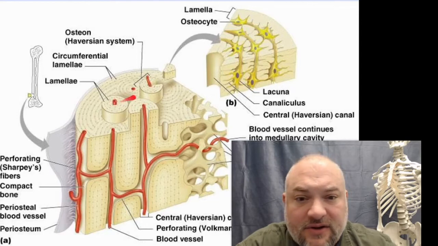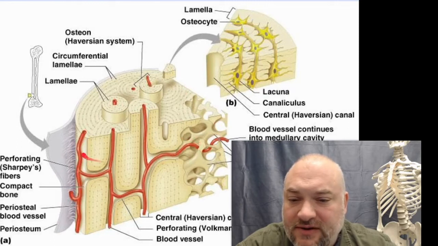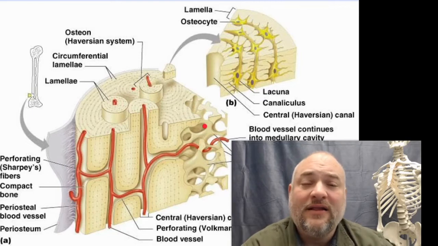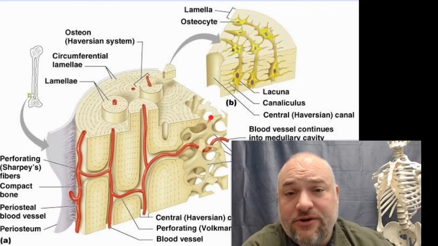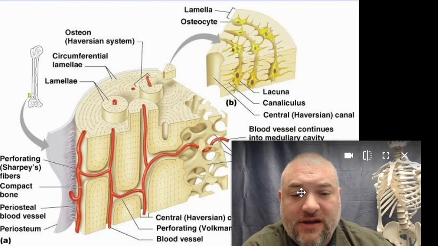So is there anything else I want to point out? You can see it transitioning over to spongy bone here. We can see the periosteum and Sharpey's fibers over here. All right, now let's get some of the stuff I just talked about into your notes. So move me out of the way.